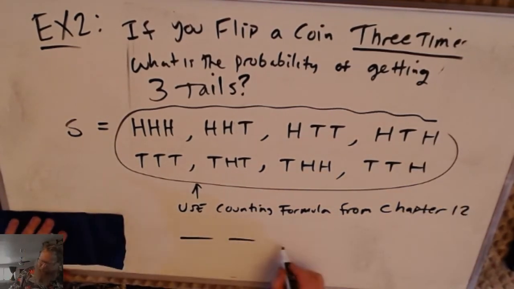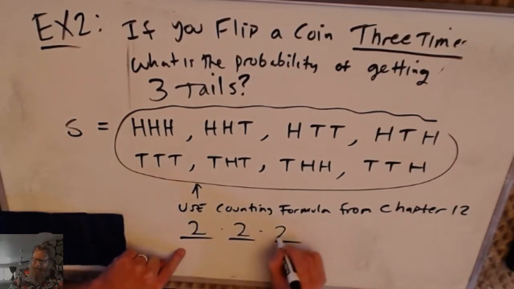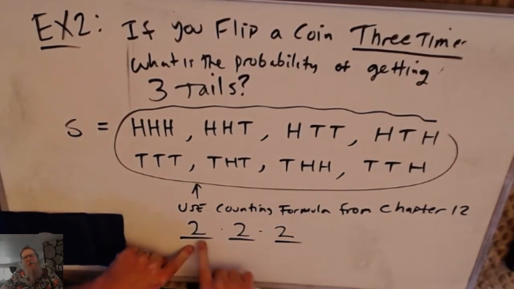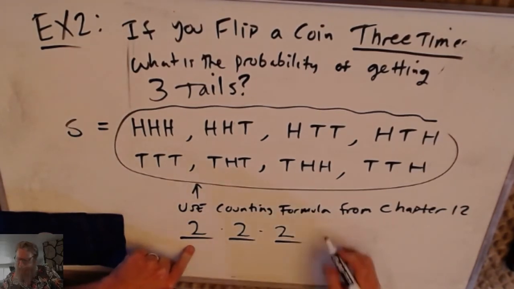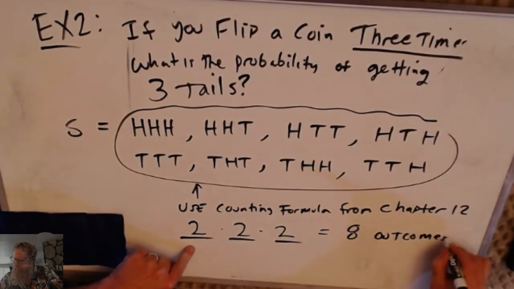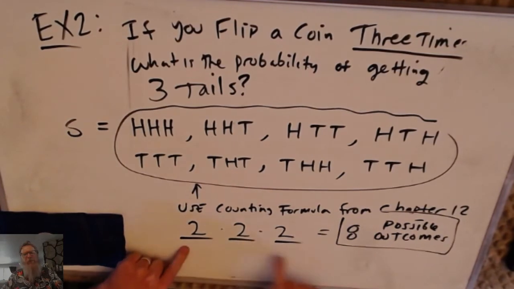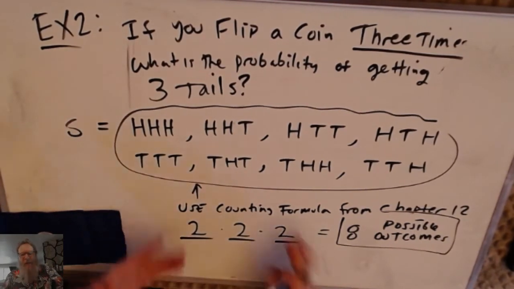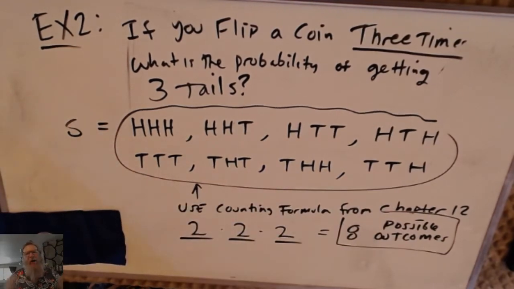There are 3 flips. There are 2 possibilities for each flip. So 2 times 2 times 2. So there's a total of 8 outcomes. 2 times 2 times 2 is 8. Make sure I got all 8 of them. 1, 2, 3, 4, 5, 6, 7, 8. I got all 8 possibilities.